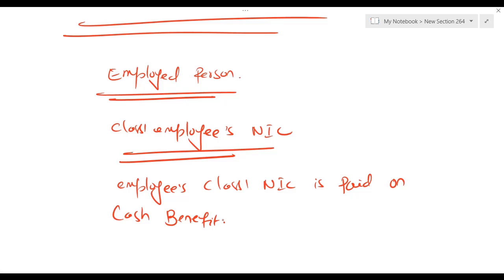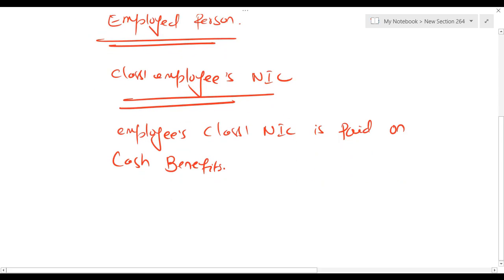Now there are two questions. Number one, what are the cash benefits? Second question is, how do we calculate class 1 employee NIC? So let me answer both the questions.